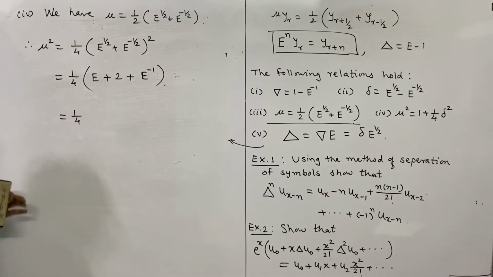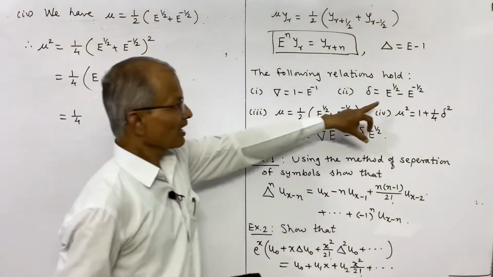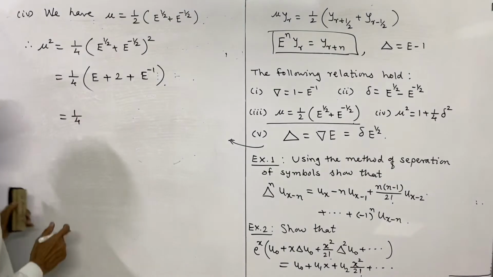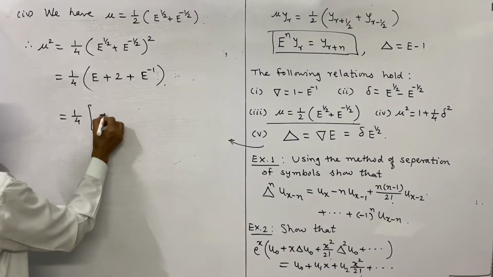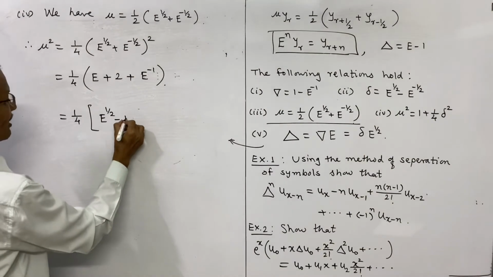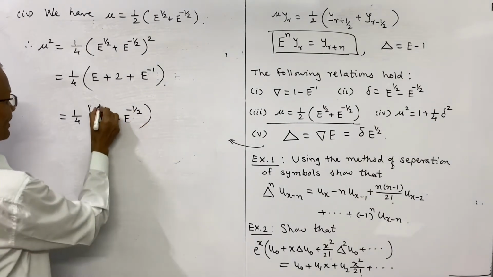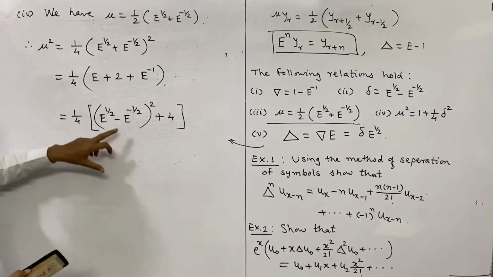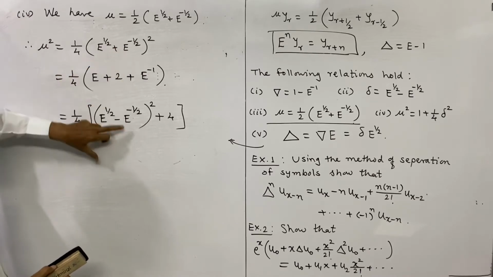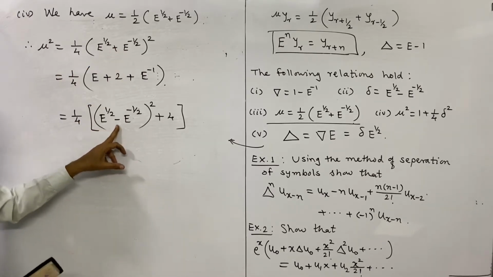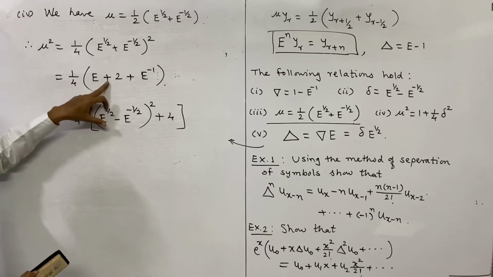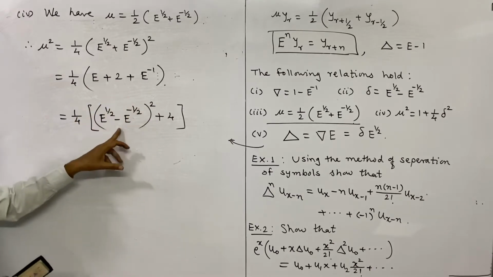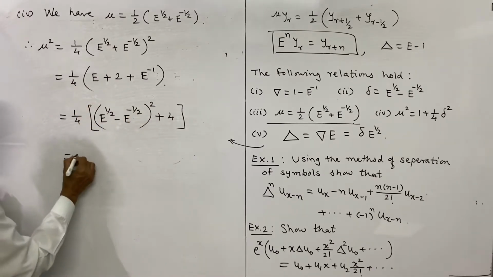Now we want to write it in terms of delta, and delta is e to the power half minus e to the power negative half. We want delta on the right side. So for that purpose we will write e to the power half minus e to the power negative half, whole squared, and we must add 4. Now it is easy to verify this. If you take the negative sign, the middle term will be minus 2, and that minus 2 with this plus 2 gives again plus 2. So you can expand and verify this, and therefore this is 1 by 4.